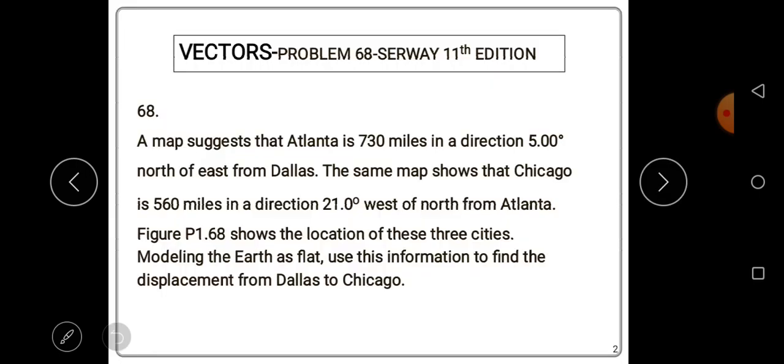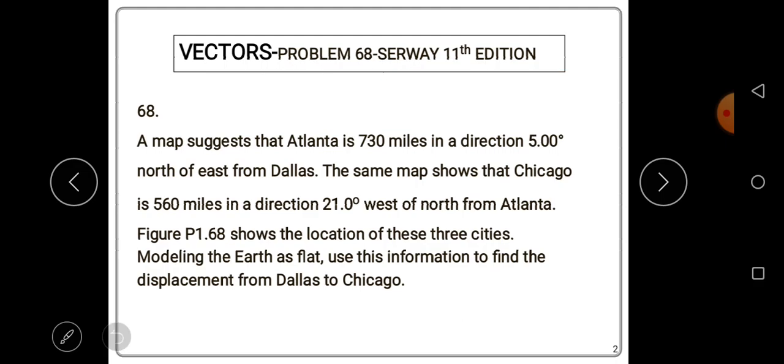So in this video, we will continue talking about vectors. So the question we have is coming from College Physics, Serway, 11th edition, problem 68. So let's look at the question.